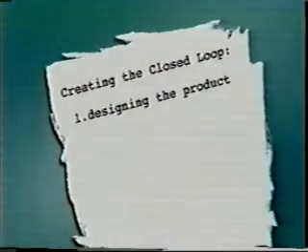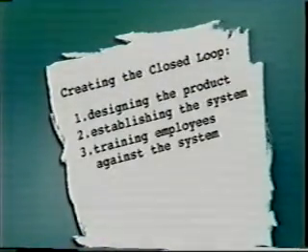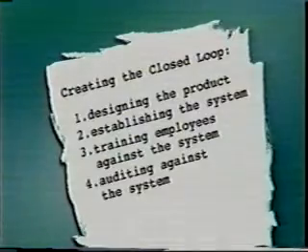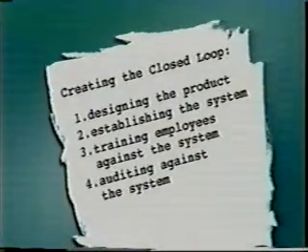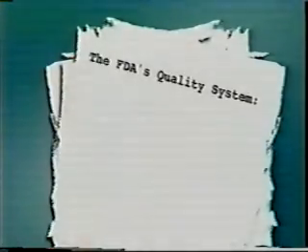1, designing the product. 2, establishing the system. 3, training employees against the system. 4, auditing against the system. And 5, controlling any change. This is the general scheme for the FDA's quality system.